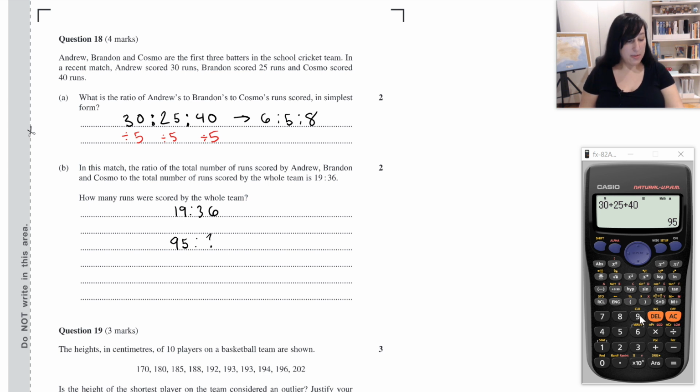And we can work that out by checking 95 divided by 19, and we can see that it would be multiplied by 5. So we can multiply both sides of this ratio by 5 to create our equivalent ratio, the left being 95, of course, and the right side is 36 times 5, which is 180. So the runs scored by the whole team is 180. And that's our answer. All right, let's go on to question 19.